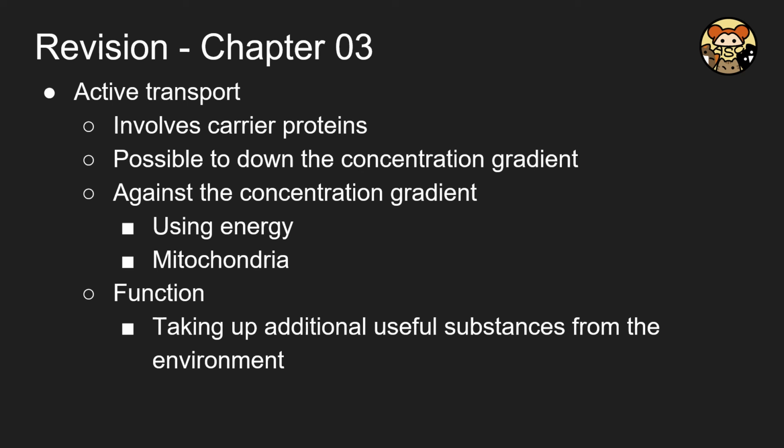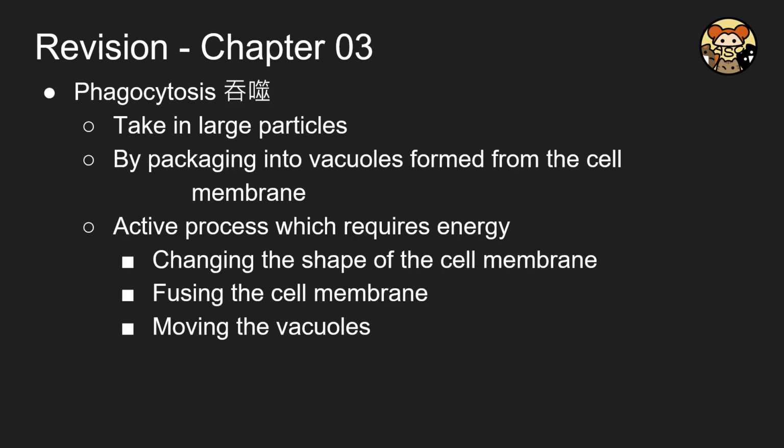And for active transport, it will always require carrier proteins, and it is possible to go down the gradient. However, the main usage will be against the concentration gradient, which is like riding a bicycle. When you're going down a slope, you may either apply force or not apply force. However, if you are going upward, you always have to input some energy. And what is the source of energy? It will be the mitochondria. And its function is to take up additional useful substances from the environment.